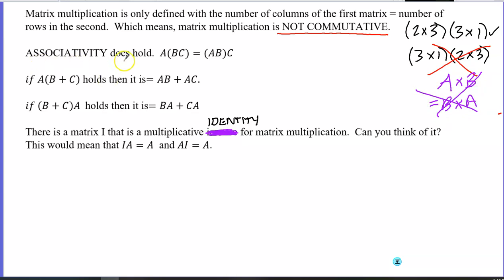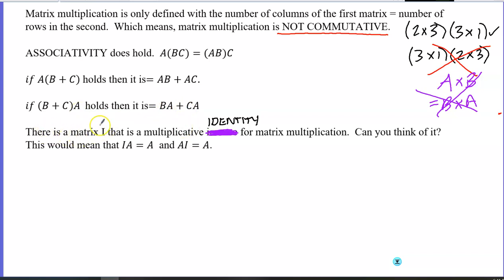So associativity does hold, so you can group them differently and still get the same answer. For the second line here, if this holds, so that means if you can add these two together and then you can multiply that result by A, meaning they have the inner dimensions that match, then you could also have distributed it and it would have worked. Same thing just with A on the right-hand end. Okay? Okay, so let's try some identity matrices.